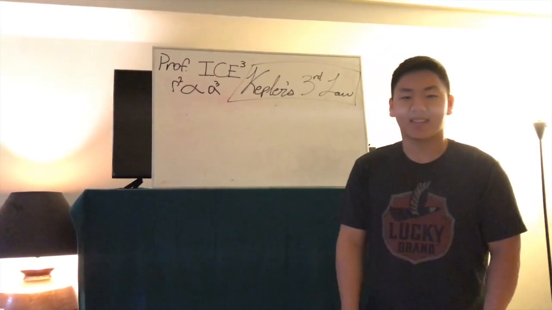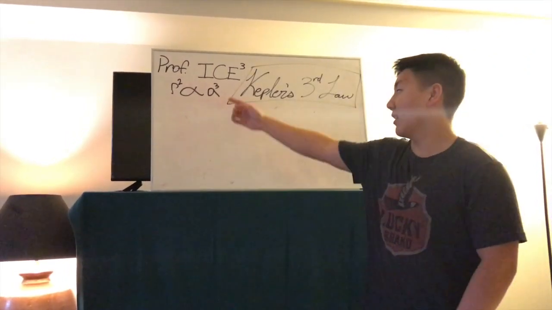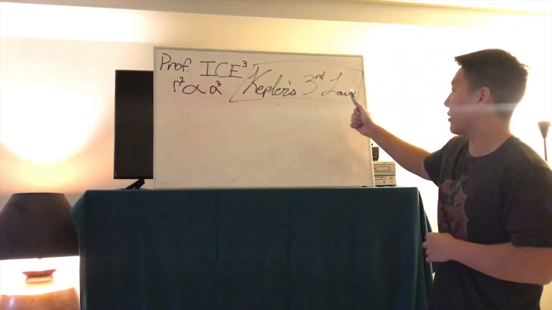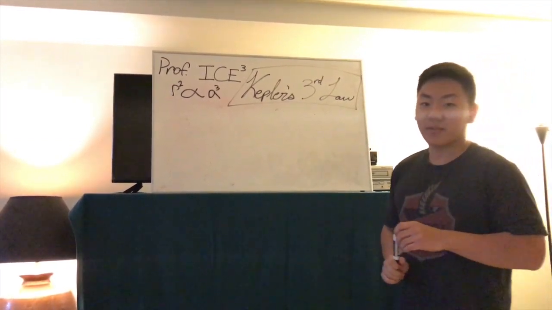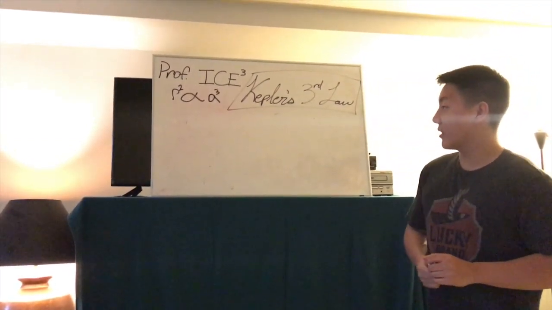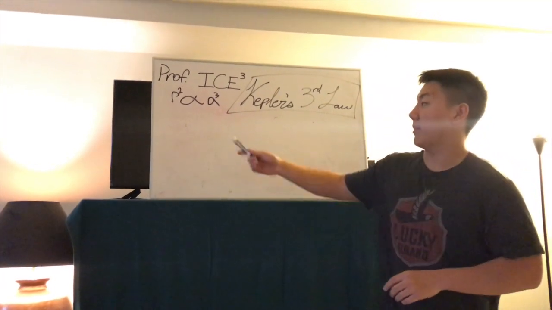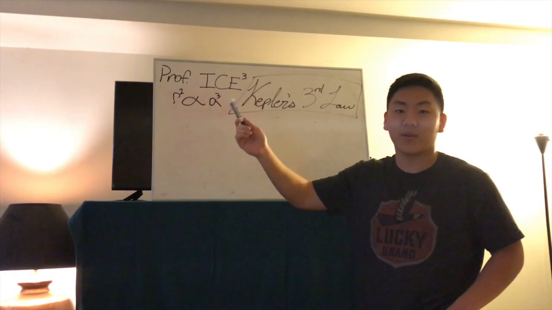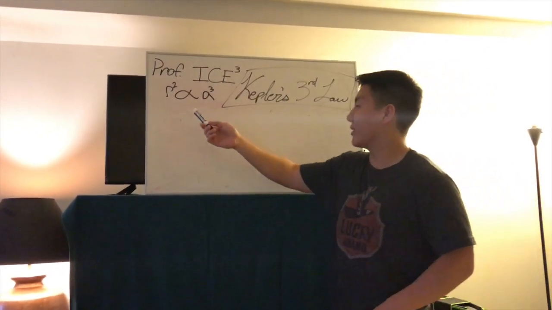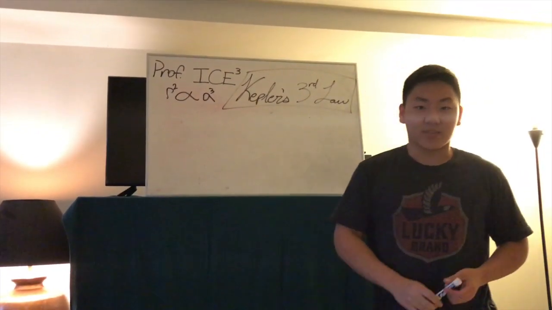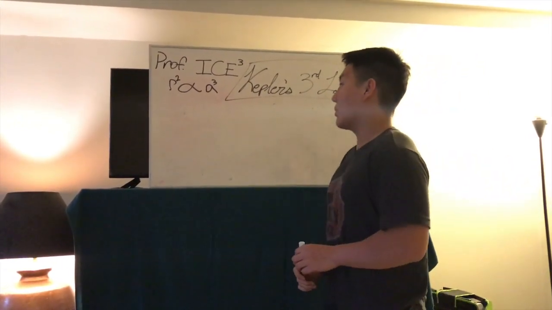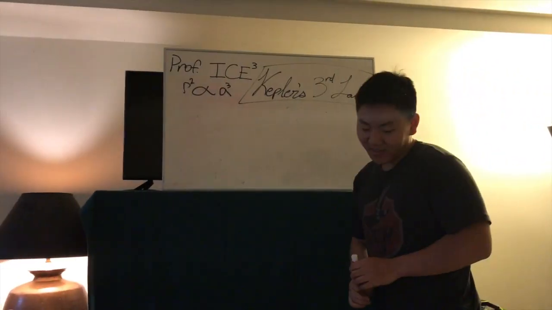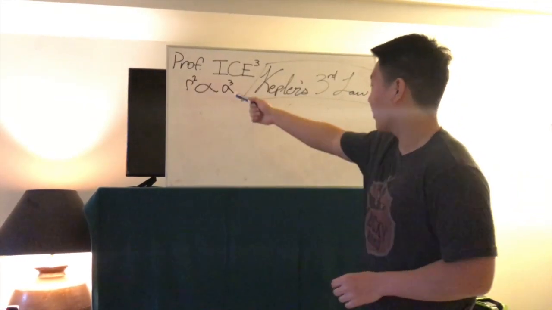Hello, it's Ice Cubed here. And today, we are learning Kepler's third law. What is Kepler's third law, you may ask? It is that the period of a planet, the time it takes to go around the sun, squared, is directly proportional to the semi-major axis cubed. And yeah, we're going to prove that.